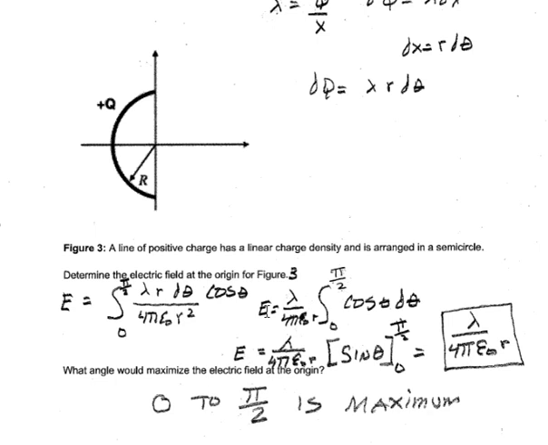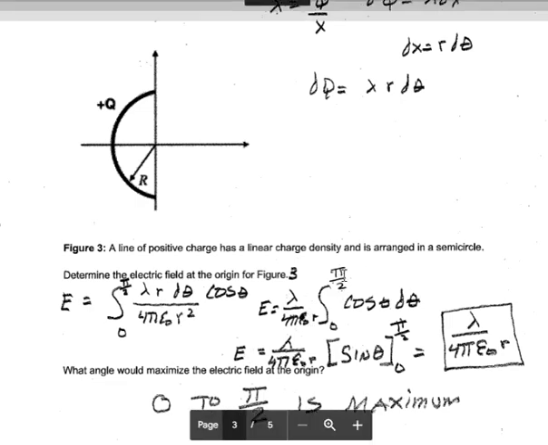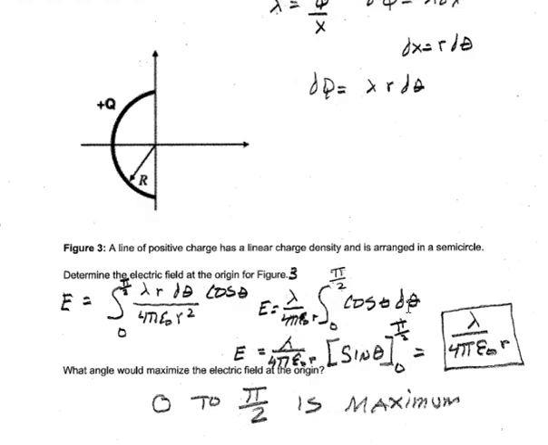Pull out all your constants. Electric field is lambda over 4 pi epsilon naught times r. We have one r crossing off r squared down here to make that r. Integral of cosine theta d theta. Now the integral of cosine is the sine of theta. And here's all of our constants out front. And we're evaluating that from 0 to pi over 2. The sine of pi over 2, of course, is 1, and the sine of 0 is 0. So our ending result is lambda over 4 pi epsilon naught r.